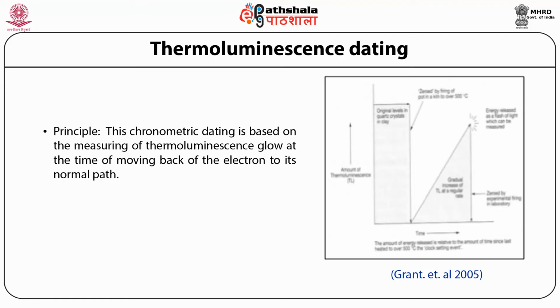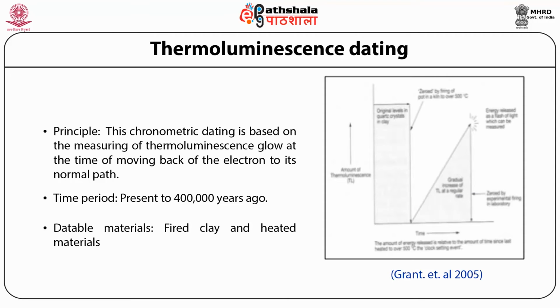This is done by measuring the amount of total radiation in the sample and the amount of radiation the sample received in one year in a particular environment. So, age of the sample equals accumulated radiation dose divided by annual radiation dose. The datable range is present to 400,000 years ago, and it is used to date burnt pottery, flint, shells and bones.